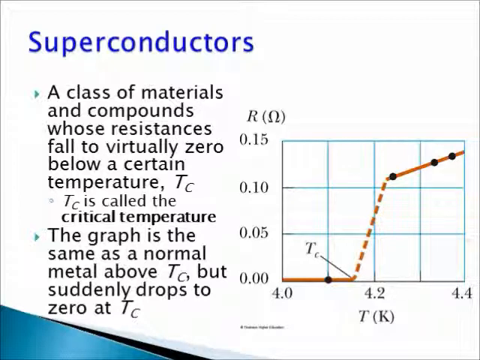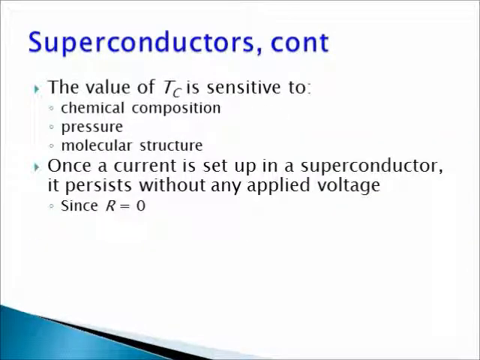In this case, a current that is created will exist inside the material for indefinitely long time. The current is created by the electrons that move through the material without losing their energy to the heat and motion of atoms. Therefore, since there is no loss of energy, the electrons can move inside the superconductor forever. The value of Tc is sensitive to a number of parameters, including chemical composition, pressure, and molecular structure. As I said, once a current is set up in a superconductor, it persists without any applied voltage, since R is equal to 0.